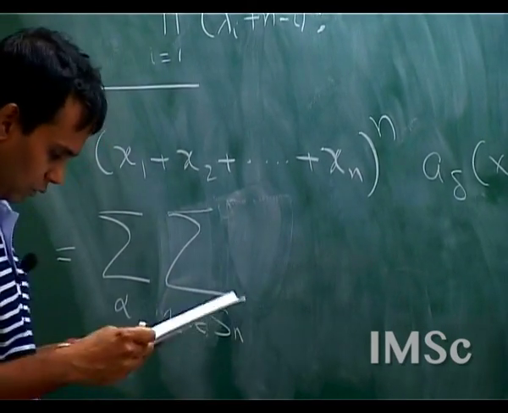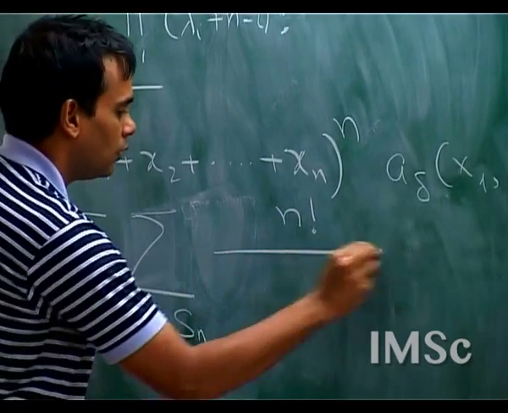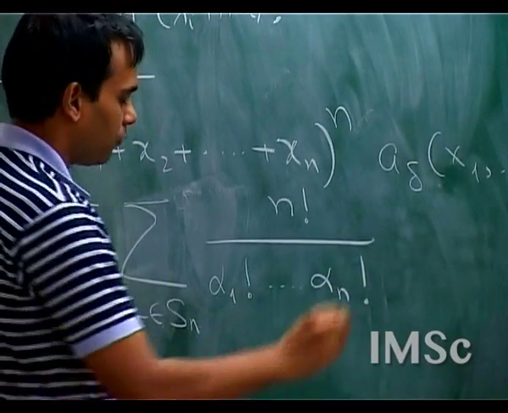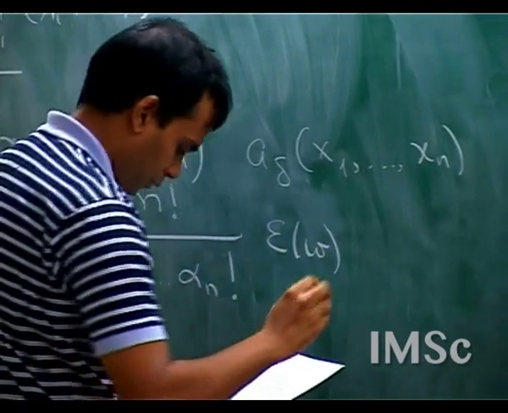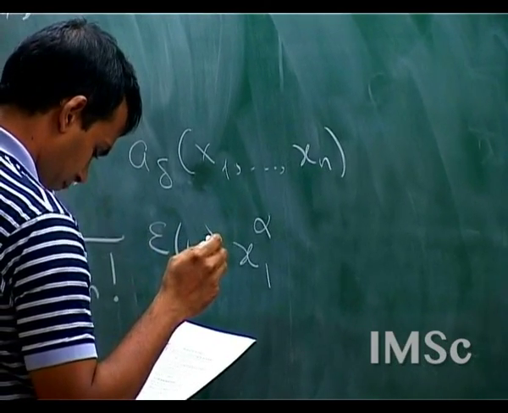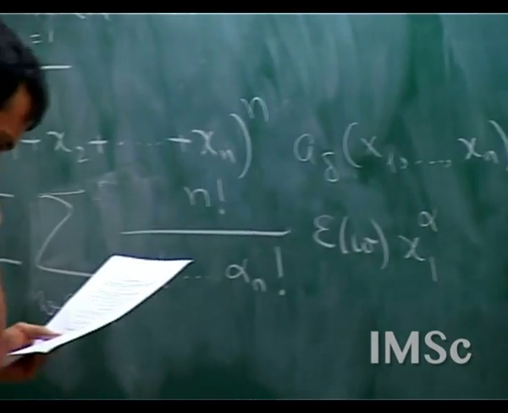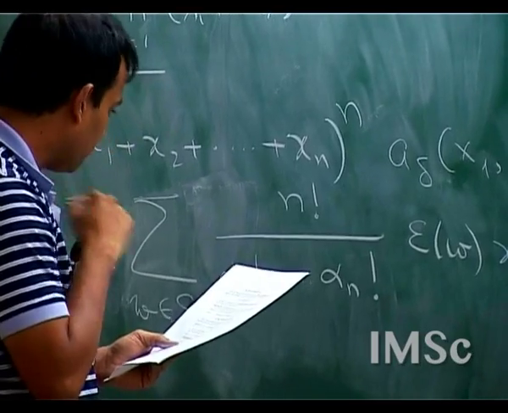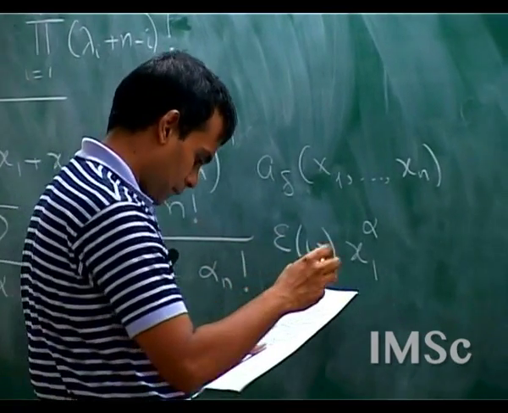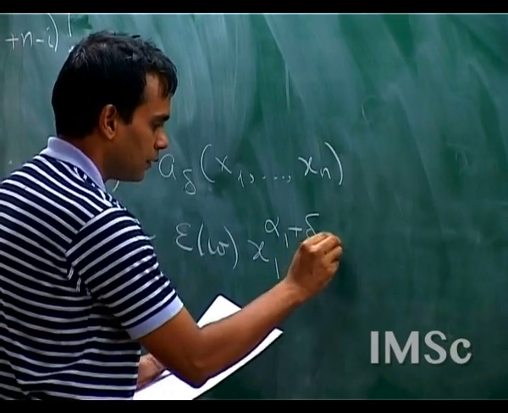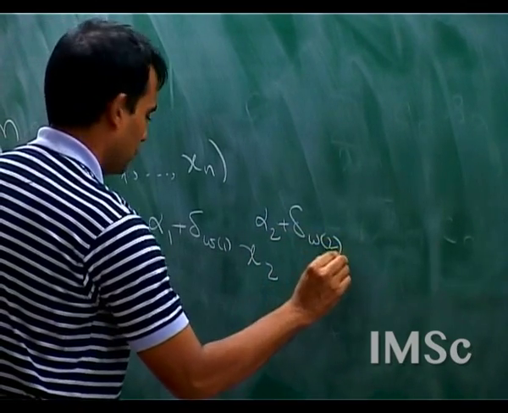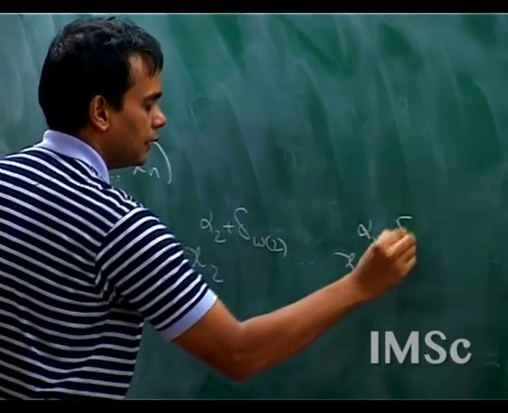And what should I put here? I'll have this multinomial coefficient n factorial over alpha 1 factorial up to alpha n factorial, and then I'll have the sign, and then I'll have x1 to the power alpha 1, x2 to the power alpha 2, and there, since this is a delta, alpha 1 plus delta w1, that's just w1 minus 1, x2 to the alpha 2 plus delta w2, up to xn to the alpha n plus delta wn.